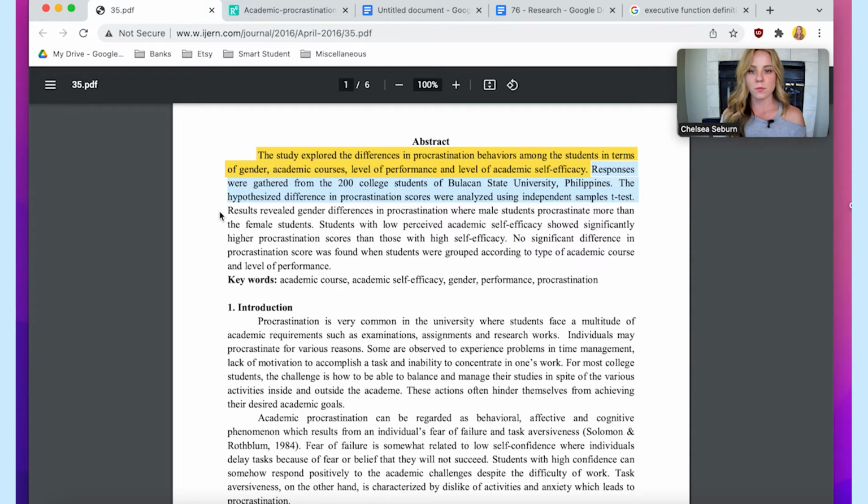Okay, so results revealed gender differences in procrastination where male students procrastinate more than the female students. Students with low perceived academic self-efficacy showed significantly higher procrastination scores than those with high self-efficacy. No significant differences in procrastination score was found when students were grouped according to the type of academic course and level of performance. Great. This is a snapshot of the paper.